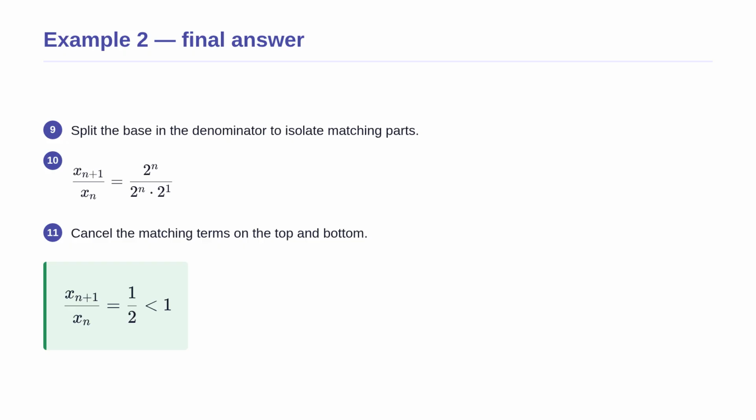We are left with exactly 1/2. Since 1/2 is strictly less than 1, it means every term is exactly half the size of the term before it. Therefore, we have proven that the sequence is strictly decreasing.